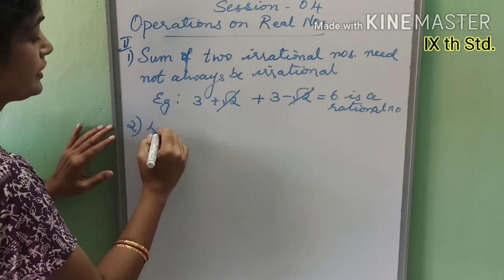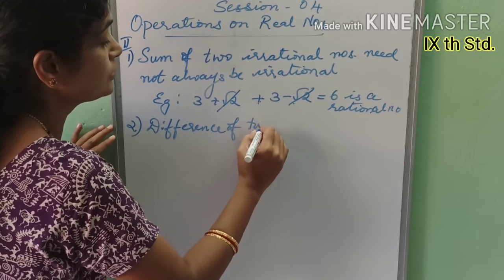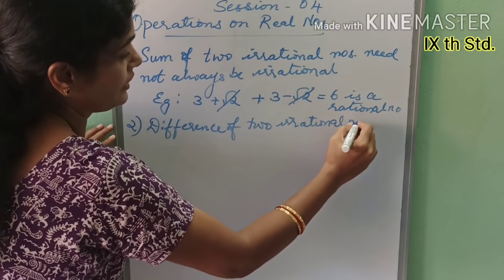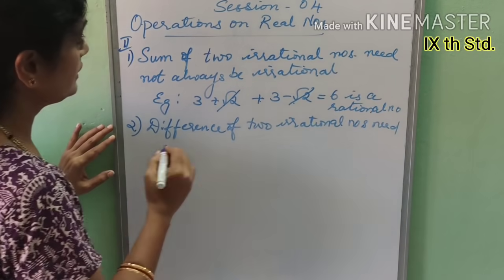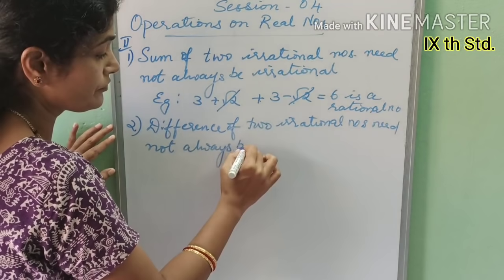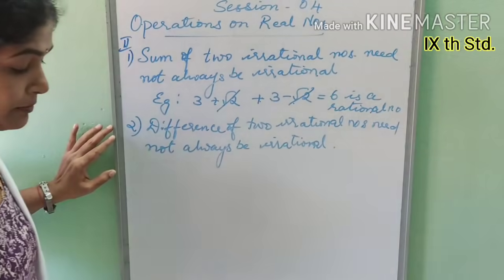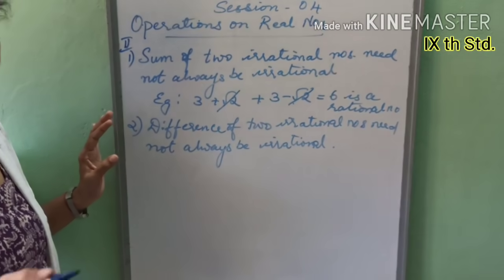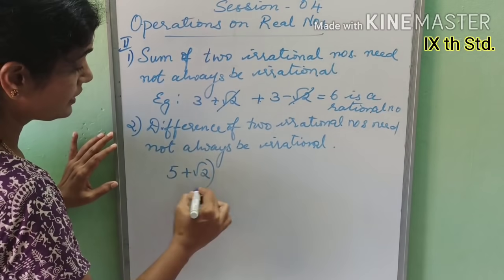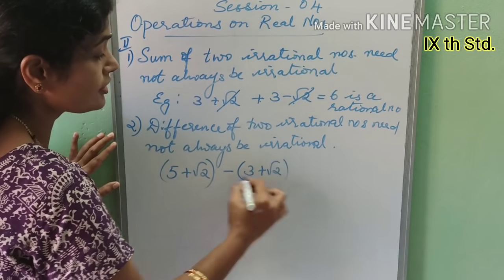Next one, the difference of two irrational numbers need not always be irrational. For example, if we take 5 plus root 2, this is an irrational number. This minus 3 plus root 2, this is also an irrational number.